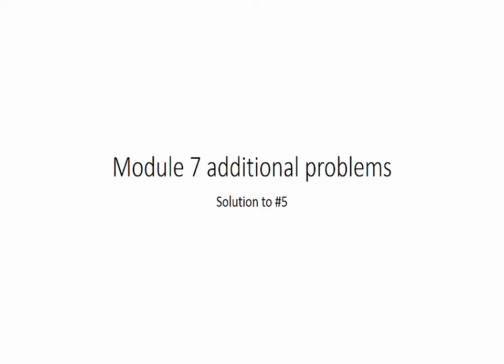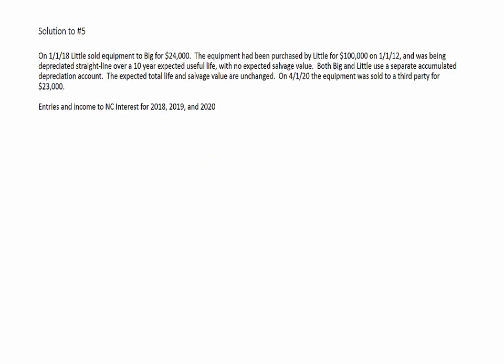Let's go ahead and go through the solution to question number 5 in the Module 7 additional problem. So in this case we have an upstream sale of equipment. Little sold equipment to Big for $24,000.